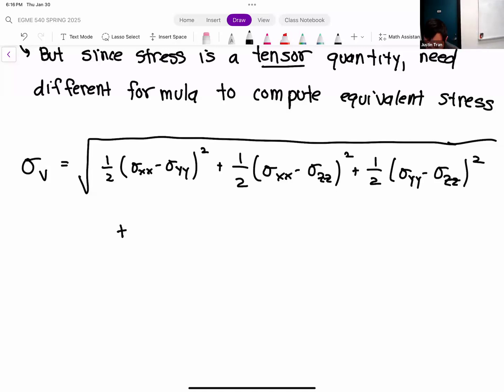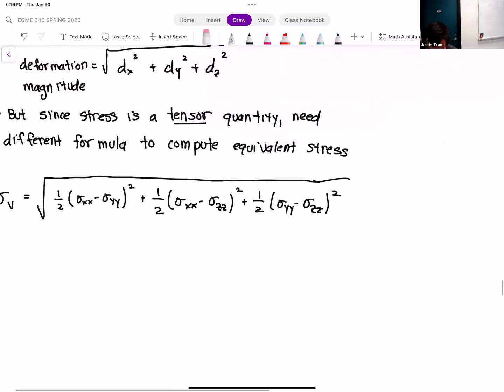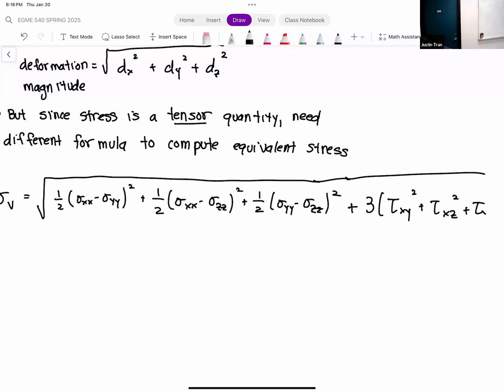Plus, so this is still under the square root. Actually, let me zoom out and add it here to make it a bit clearer. Okay. Now we have all the shear stress components. And remember, even though we can swap the indices for the shear stress, there are only three distinct components of the shear stress, and so you can interchange those. Okay. And so we have 3 multiplied by tau xy squared plus tau xz squared plus tau yz squared.